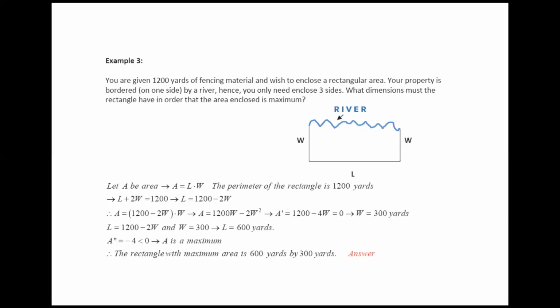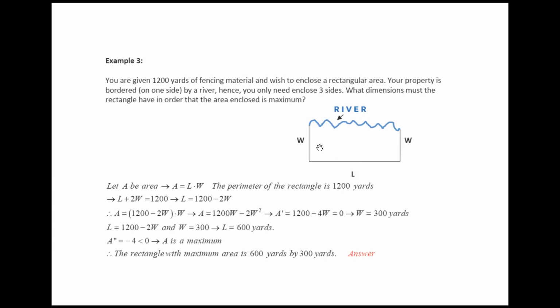Example 3. You're given 1,200 yards of fencing material and wish to enclose a rectangular area. That sounds like example 2, does it not? Read on. Your property is bordered on one side by a river. Here's the schematic of what we're talking about. Hence, you only need to enclose 3 sides, this side, this side, and this side. What dimensions must the rectangle have in order that the enclosed area be maximum?